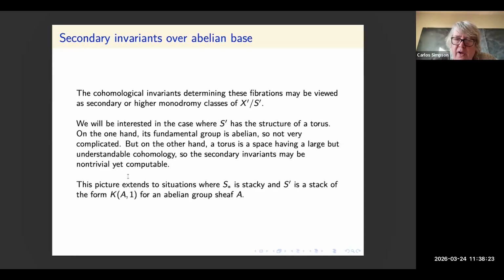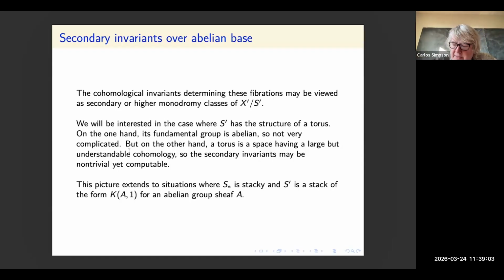Now, as I said before, let's suppose S prime is actually a torus. So its fundamental group is abelian, which is not too complicated, but on the other hand, it has an understandable but fairly large space of cohomology. This is going to help in terms of computing the secondary invariants. Because of the cohomology classes governing those fibrations in the Postnikov tower, we'll be able to write those down using the Leray spectral sequence. And eventually they come down to cohomology classes on S prime, and those can be non-trivial cohomology classes on S prime.